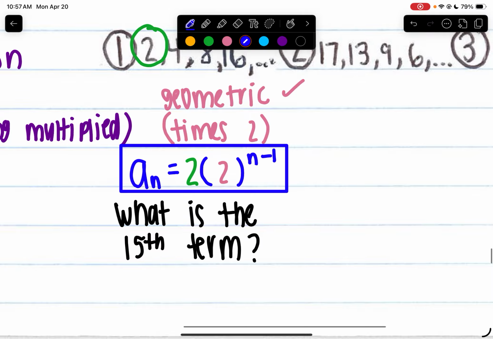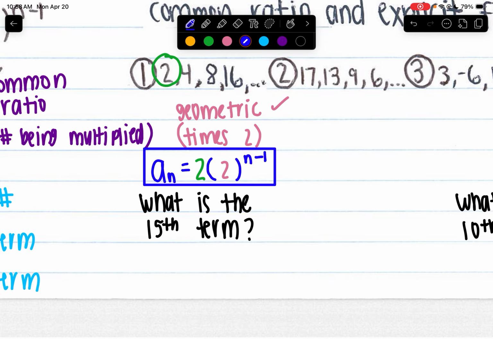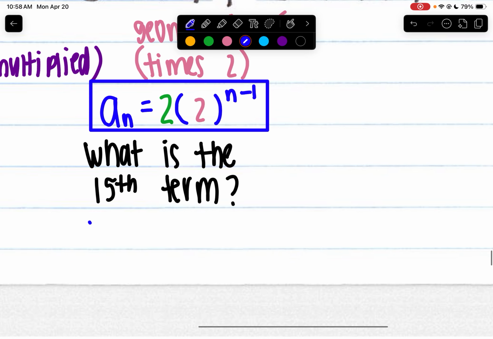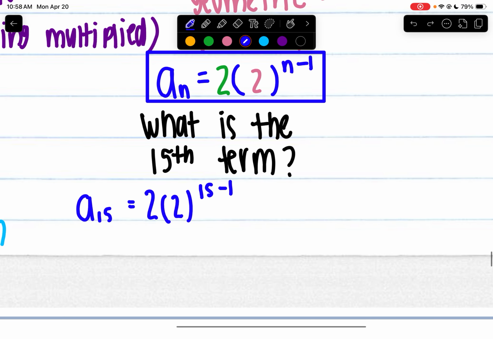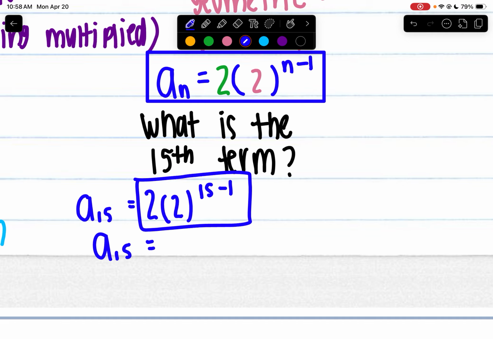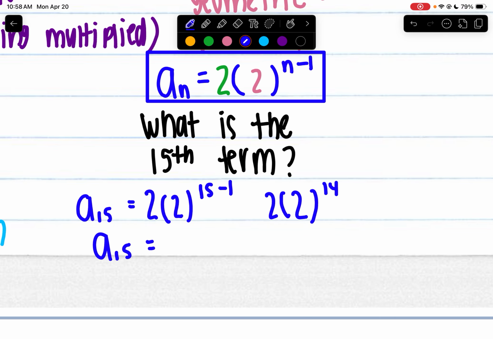There we go. The next question is, what is the 15th term? So to calculate the 15th term, I'm going to plug in 15 for that n value. So that's going to be 2 parentheses 2 to the power of 15 minus 1. And more specifically, this is a sub 15, so I'm plugging in 15 for n. That doesn't really mean anything, this part, because that's just basically saying what the 15th term is going to be. I just need to plug this into Desmos. Now, when I plug into Desmos or my graphing calculator, it typically likes this to be simplified. So 15 minus 1, do we know what that is? That's 14, right? So it's going to be 2 parentheses 2 to the power of 14.